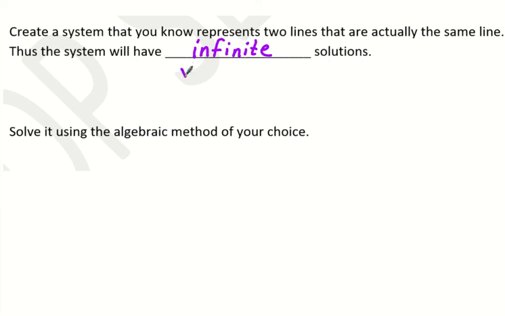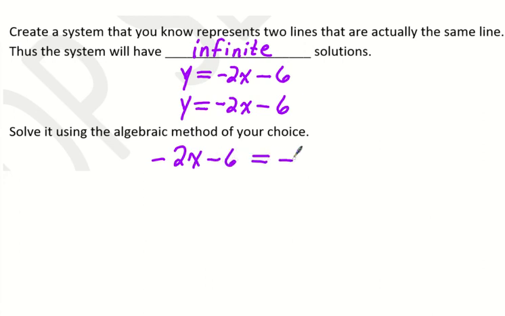So let's do y equals, let's just make it clean, -2x minus 6. And if the other equation is going to be the exact same line, it's going to have the exact same equation. So once again, I'm going to pick the substitution method, which means it's already good to go. We can just set these two equations equal to each other.